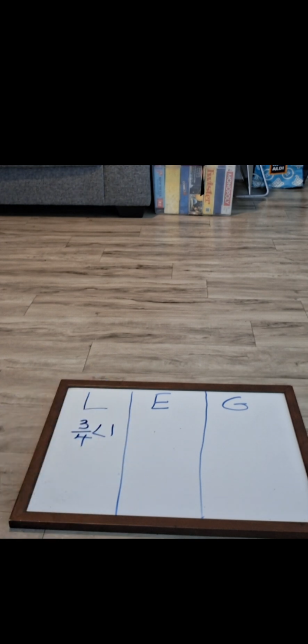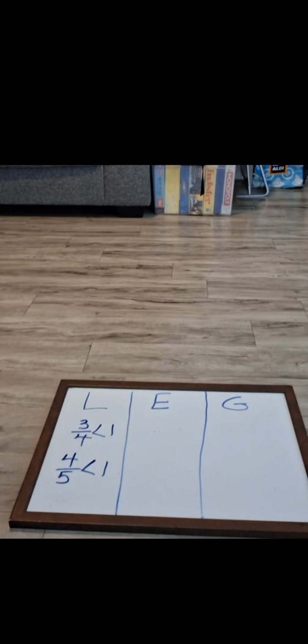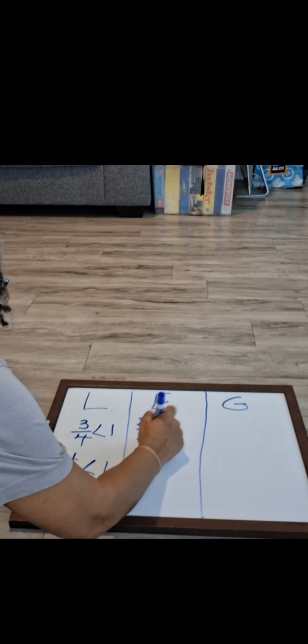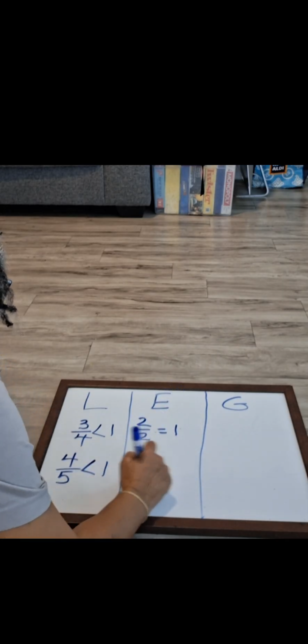3 over 4. 3 over 4 is less than 1. May I have another one? 4 over 5. That's less than 1. Anytime that numerator is less than that denominator, it's less than 1. Can you give me 2 examples of fractions that are equal to 1? 2 over 2. 4 over 4 is equal to 1.